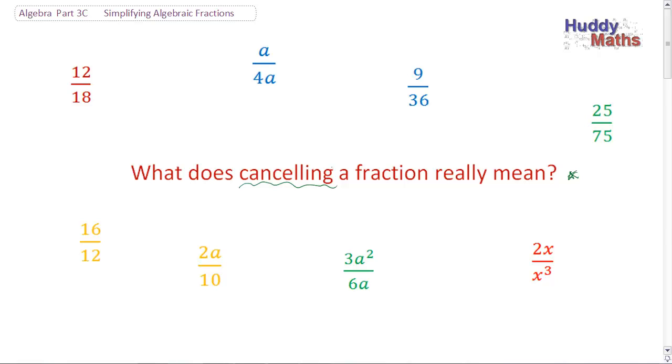And if you can do the same to top and bottom of the fraction, you're not changing its meaning or its value. Remember, in an earlier presentation, we said we can multiply top and bottom of a fraction by the same number, and that's equivalent to multiplying by 1, isn't it? 2 over 2 is 1.